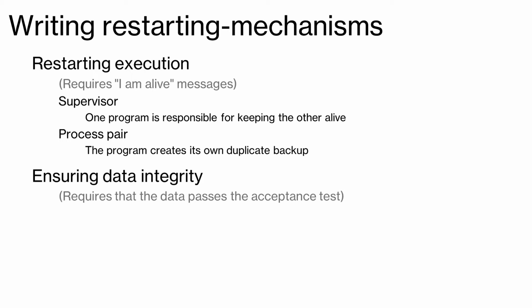So in order to make sure that we start with correct, sensible, reasonable data, the data that we last stored that we can continue from must have passed the acceptance test. Otherwise, it's obviously not useful.